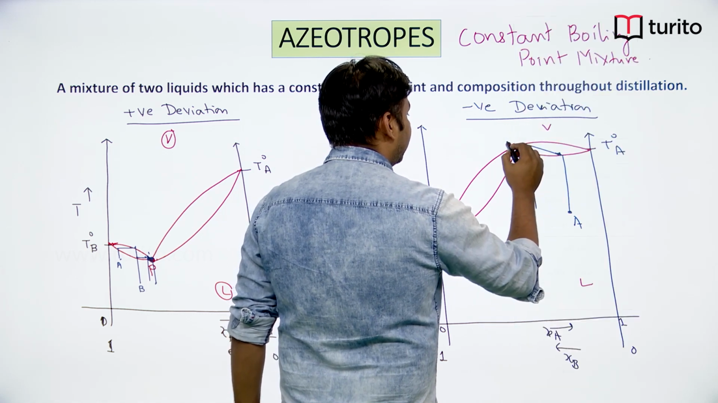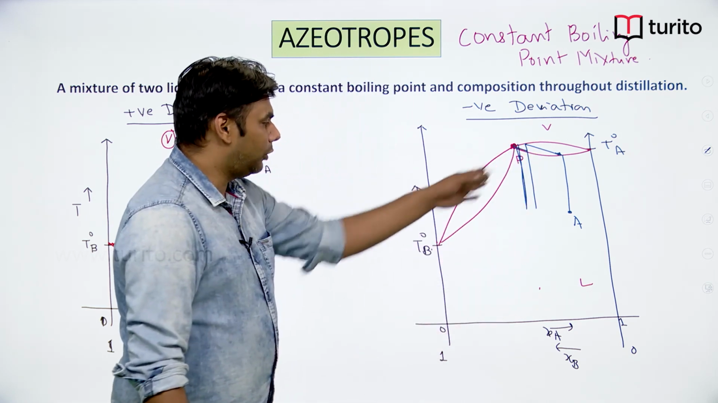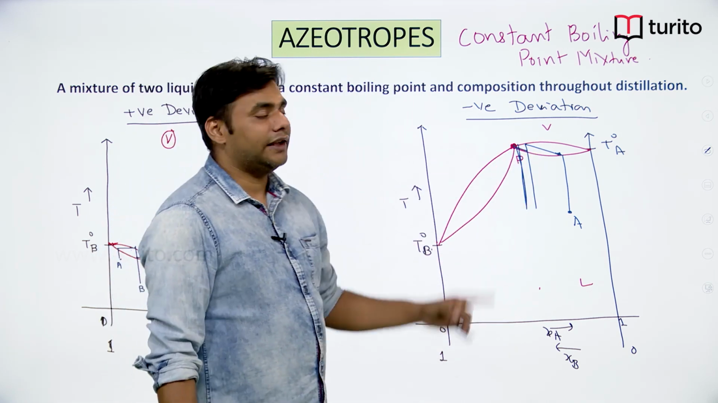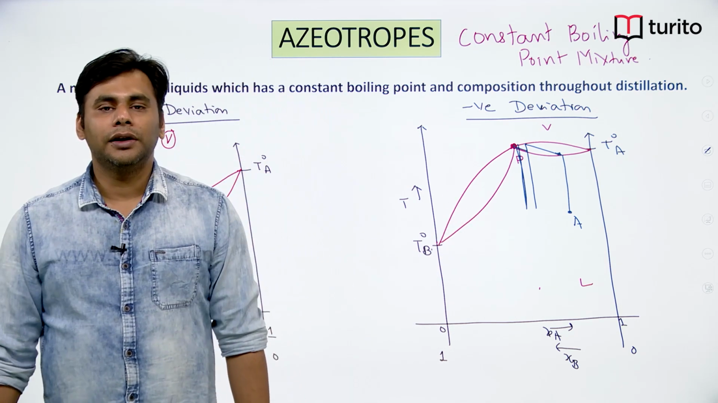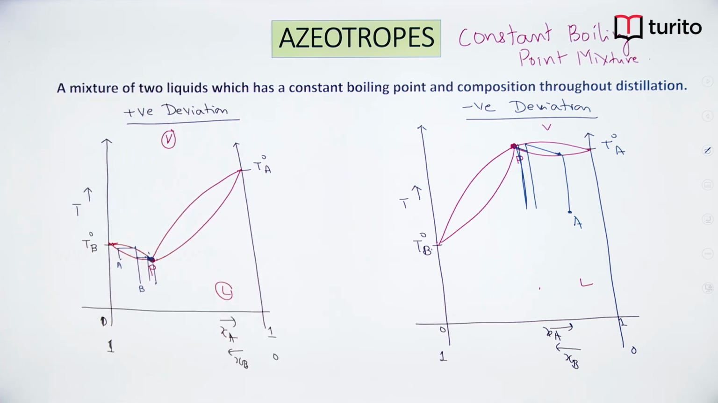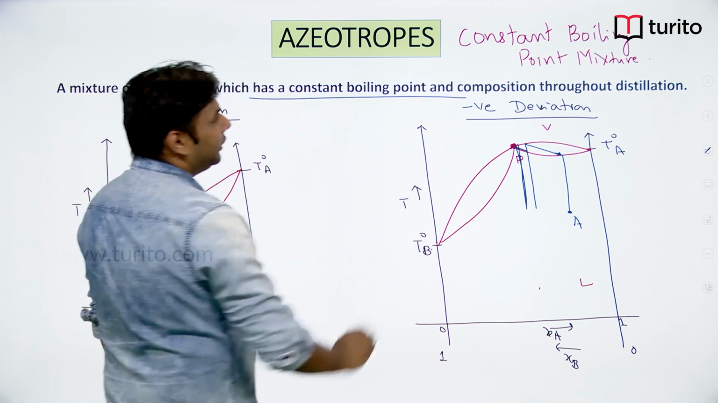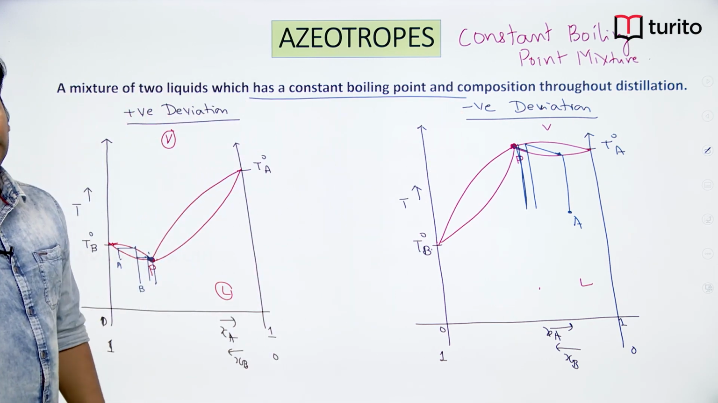Now when we reach this point, we condense, we heat, we condense, we heat, we will be stuck at this point. We will not be able to move over here because this is an azeotropic point, a constant boiling point mixture. So we will not be able to separate both the components through fractional distillation. So non-ideal solutions cannot be separated through fractional distillation. So an azeotrope is basically a constant boiling point mixture, which has a constant composition throughout the distillation.